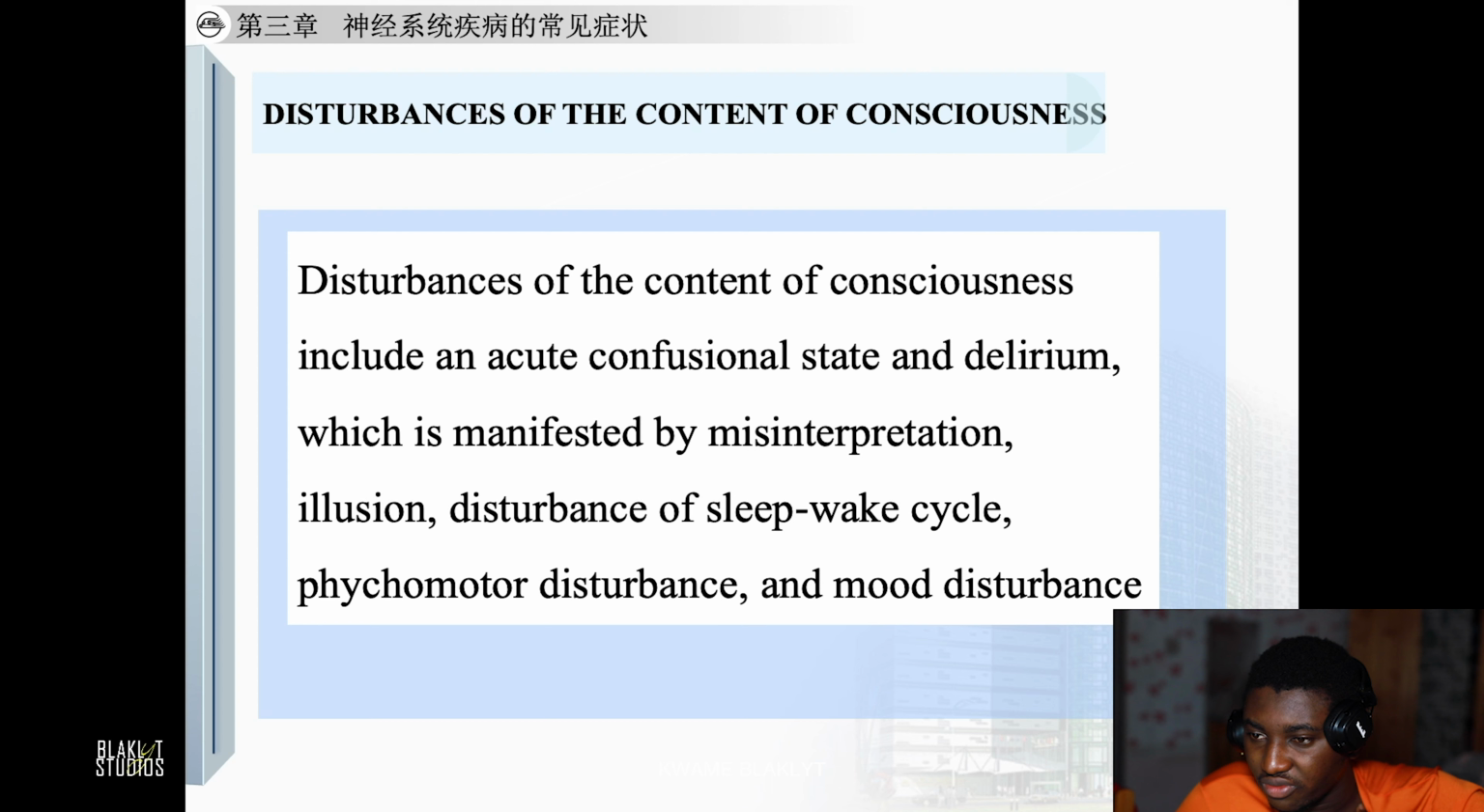But we've got the content of consciousness, and this is about an acute confusional state and delirium. The level of consciousness is about stimuli: how aware is the person? But with the content of consciousness, the person is confused and in a state of delirium, and that is how other people are able to identify it: misinterpretation, illusion, disturbance of sleep-wake cycle, psychomotor disturbance, and mood disturbance.